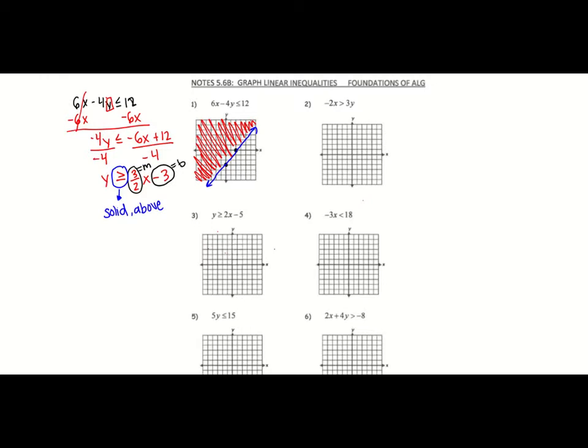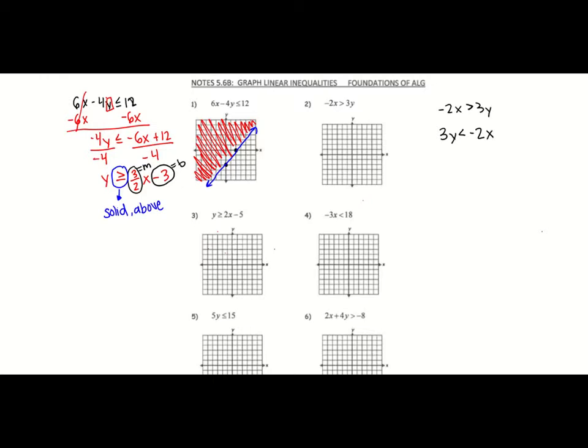Okay, let's look at number 2. Negative 2x is greater than 3y. Now this one is a little trickier because my y is on the other side of my equation. So the first thing I want to do is flip the whole equation like a pancake so I have my y on the other side. If I flip my whole equation, I got to flip my sign with it. The sign goes with my numbers. So now this is my equation.